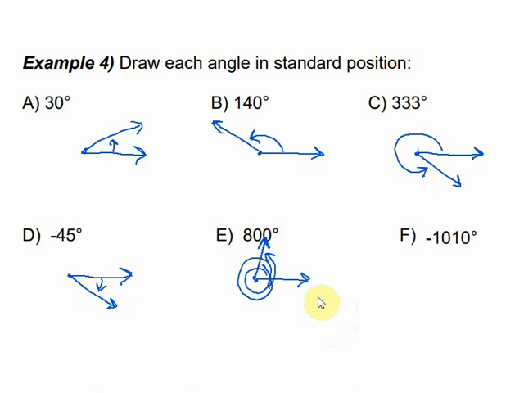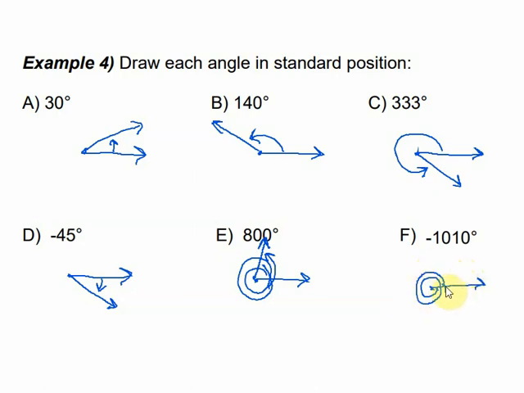Okay, and then a negative 1010. Let's draw our initial side again first. And we know if it's negative, we're going to go in the clockwise direction. So if we start here and we go clockwise one time, that's a negative 360. If we go clockwise again, that would be a negative 720. If we go clockwise all the way again, then that would be a negative 1080.